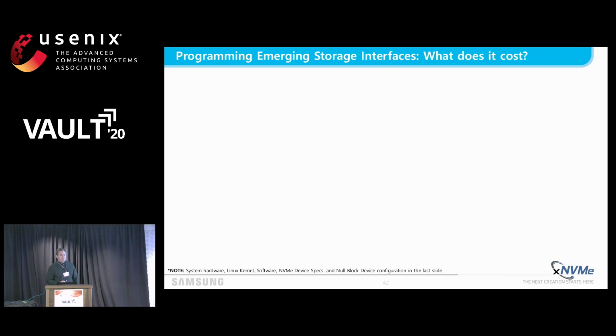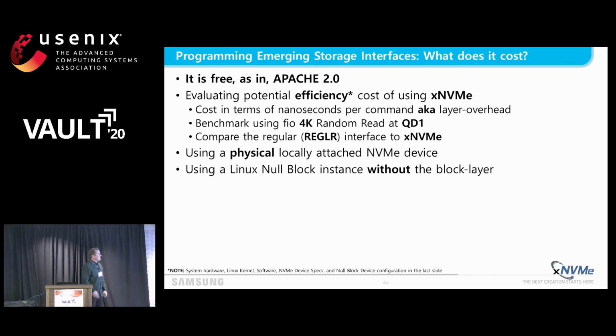So the question is then, what does this fancy interface that wraps everything up for you cost? Well, it's free as in Apache 2.0. So the cost question is, of course, what is the layer overhead of executing your commands through xNVMe? And I tried to evaluate that using FIO and a 4K random read at QDepth 1 to see what was the added latency when submitting and completing an I/O.